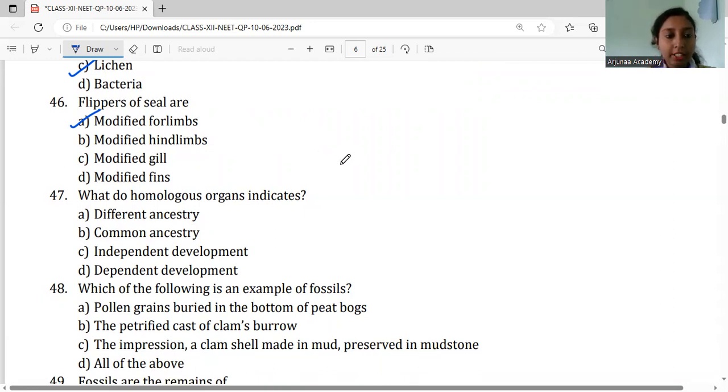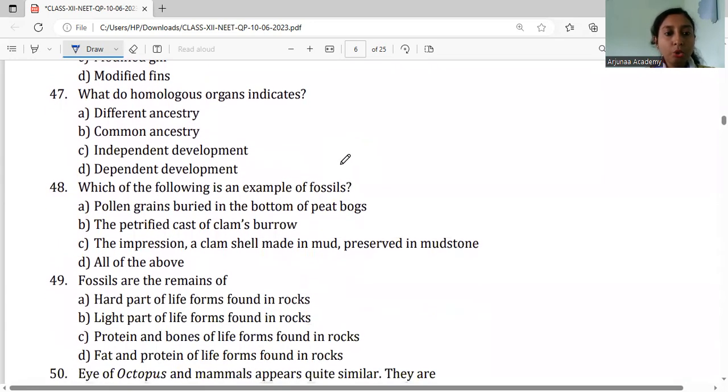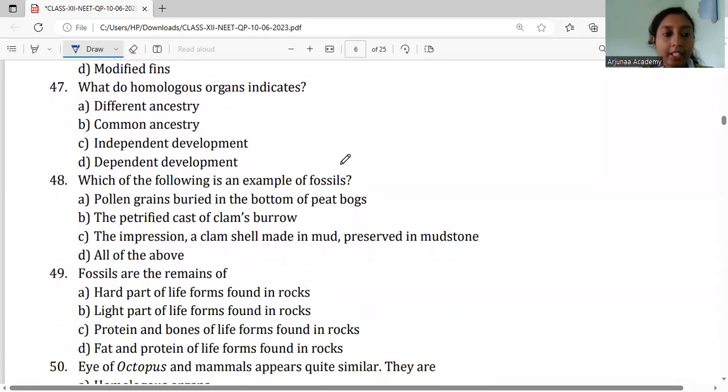Then 47. What do homologous organs indicate? Here it is a direct question, a direct line from our NCERT book. What do they indicate? They indicate common ancestry because the origin is the same. When the origin is the same, the structures will be the same. Only the function will be different. When the origin is the same, that means the ancestor will be the same. So the answer is common ancestry.